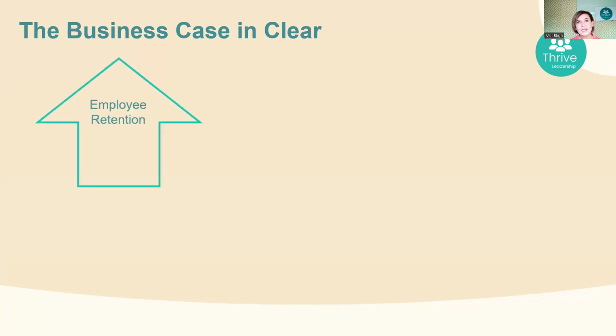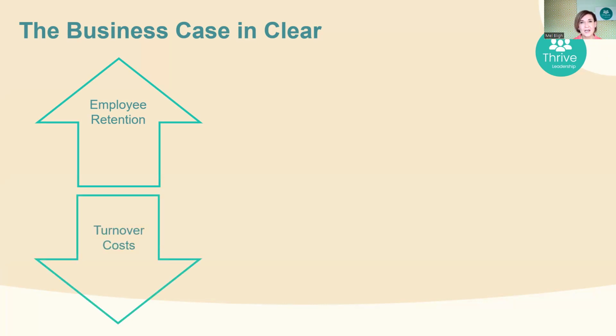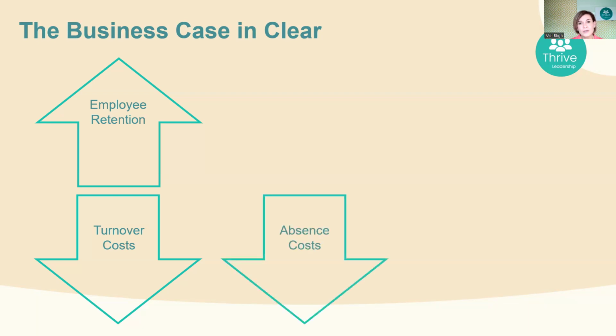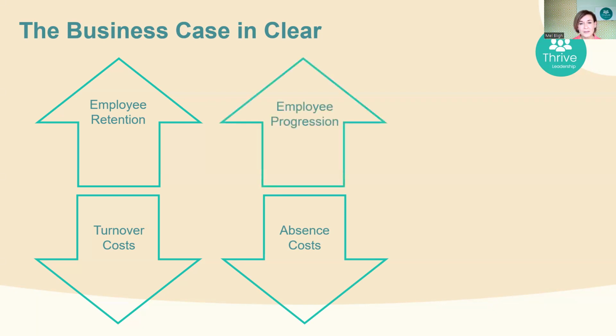We know that if we can get this right in our organisations, it's got significant impacts around employee retention and also can help us reduce turnover costs, which is really important considering how competitive the world of attraction is for talent at the moment. It can also help us reduce absence costs and understand absence a bit better so that we can take positive action to reduce absence. And it can also help us enhance employee progression. So we know that one of the challenges around menopause is attrition, but also how do we get people to progress during this time?